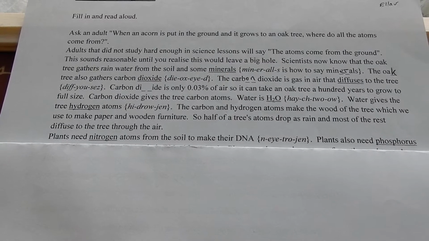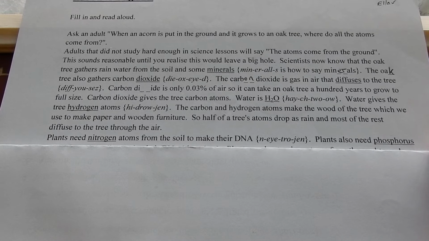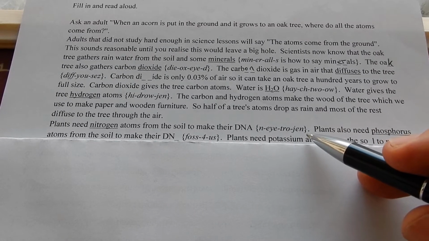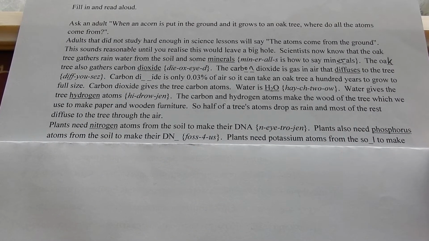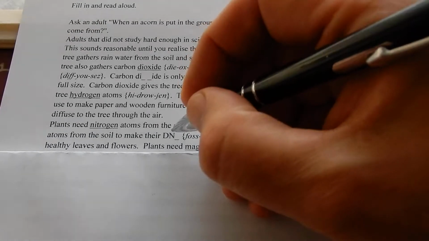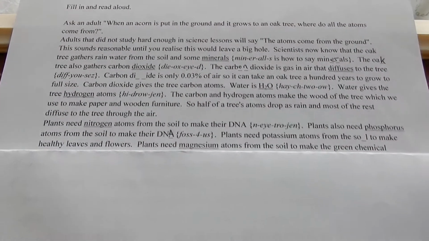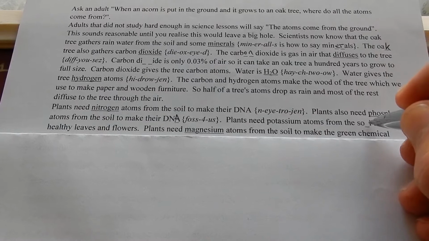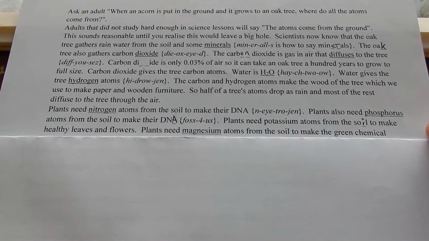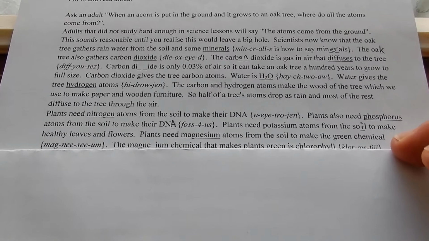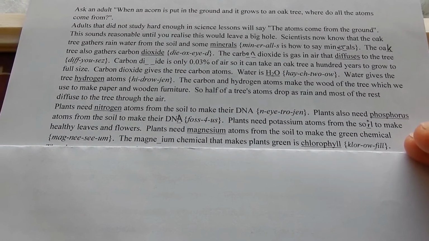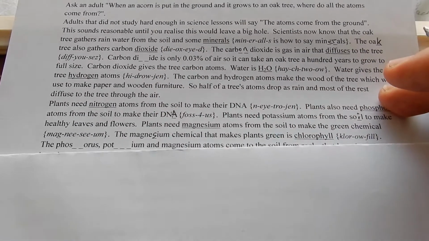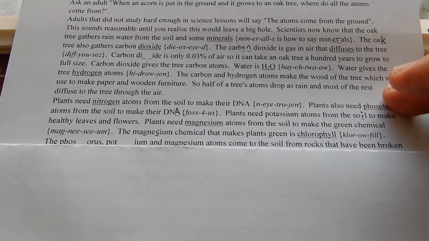Plants need nitrogen atoms from the soil to make their DNA. Plants also need phosphorus atoms from the soil to make their DNA. Plants need potassium atoms from the soil to make healthy leaves and flowers. Plants need magnesium atoms from the soil to make the green chemical. The chemical that makes plants green is chlorophyll.